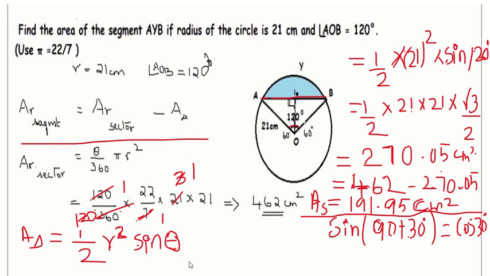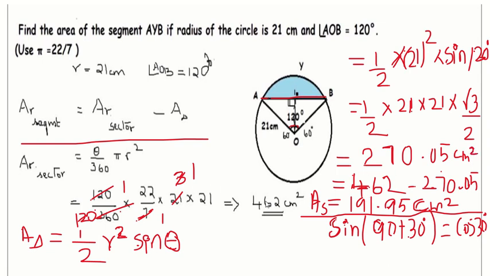Now we have to find the area of the triangle also. What is the area of a triangle we learnt? Half r squared sine theta. What is r squared here? r is 21, so 21 into 21 into sine 120. As you know, I can write sine 120 as sine of 90 plus 30, which is nothing but cos 30. Cos 30 is root 3 by 2. After multiplying all this, what do you get? 270.05 centimeter squared.